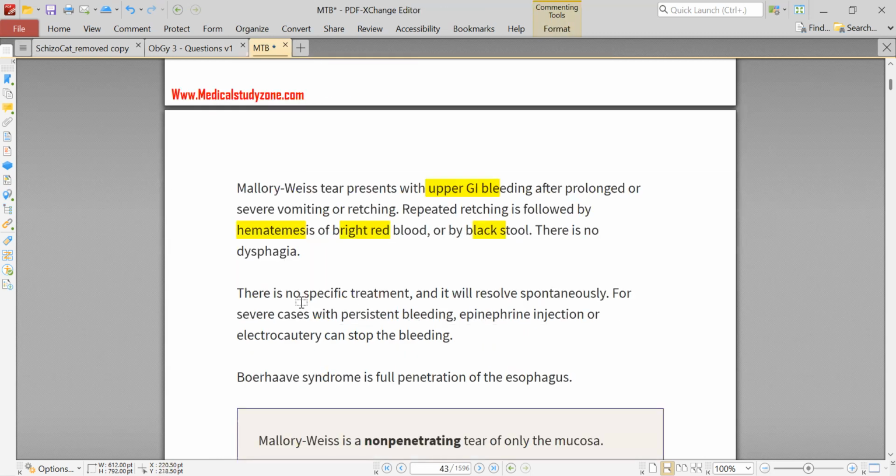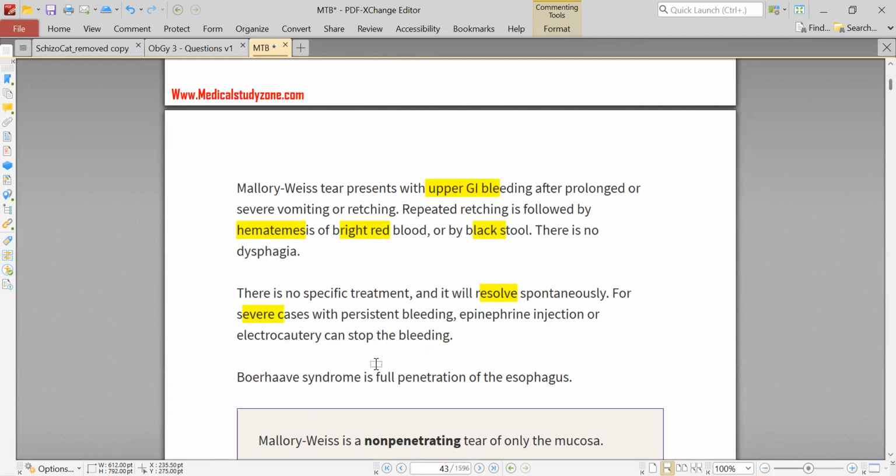There is actually no dysphagia. There is no specific treatment. It will resolve spontaneously, because it's just a cut on the mucosa, so there's no need to worry. For severe cases with persistent bleeding, epinephrine injection can be given, or electrocautery to stop the bleeding.